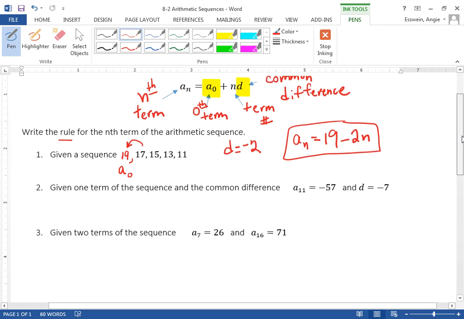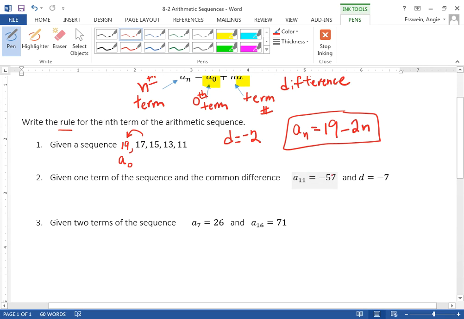Okay, now it gets a little bit trickier when you're given the 11th term. I know the 11th term and I know the common difference. So this part we're fortunate enough to be given. So actually we're kind of halfway there, but how do you find the 0th term when you know the 11th term? So how would you work backward? How many times would you have to do something, Tyler? You would add 7 11 times. Perfect.